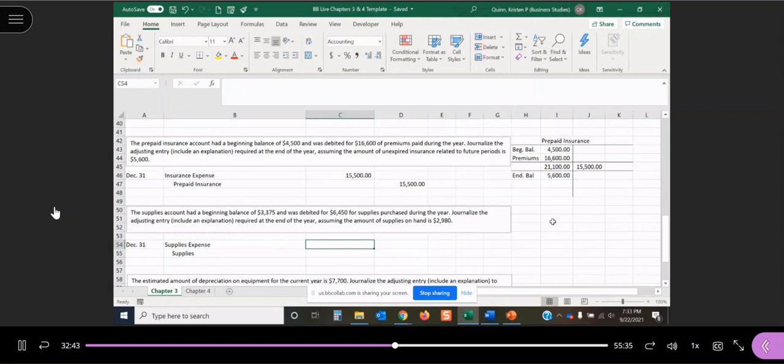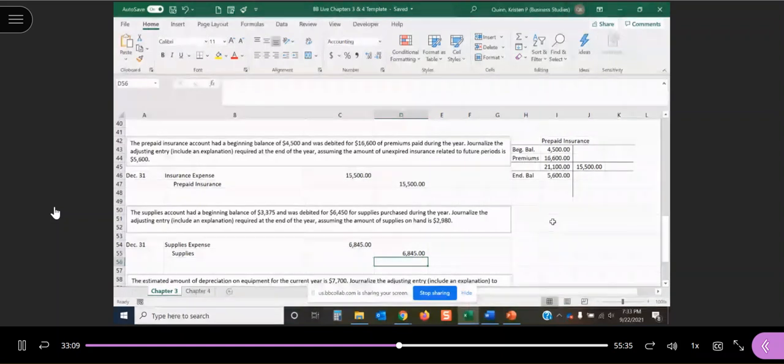So same process that we had. We had $3,375 in supplies to start. We went out and bought $6,450 more. And by the end of the year, we only have $2,980 in supplies remaining. So that means we've used $6,845 in our supplies.